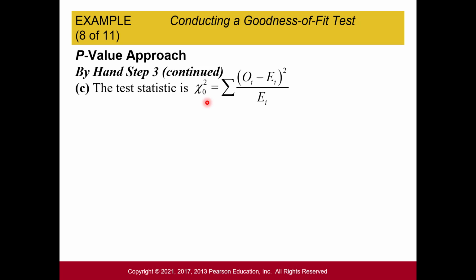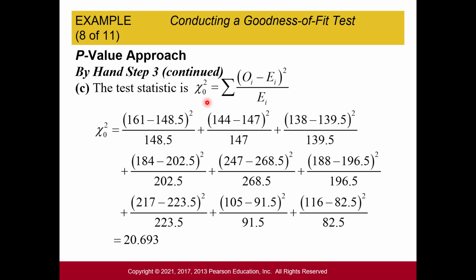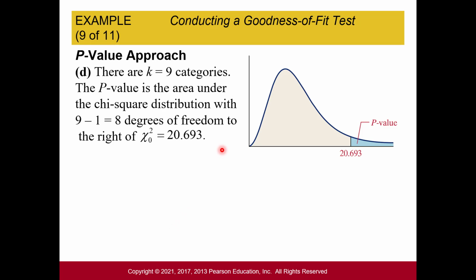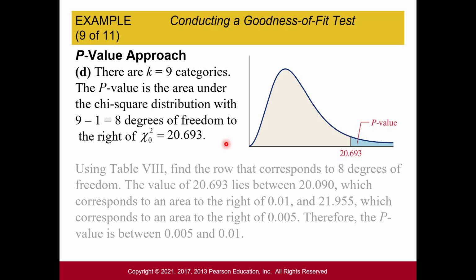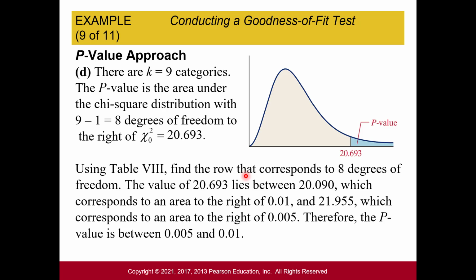Okay, so let's do this again, but using the p-value approach. Starting over at step 3, we compute our test statistic, chi-naught squared. We're still going to get the same number, 20.693. Now we're going to go to our distribution table and work with our chi-naught squared value of 20.693. What we'll find, and I'll take you back over to that table in just a minute, is that our value, 20.693, is between 20.090 and 21.955. The areas corresponding to those numbers are 0.01 and 0.005. And so we can conclude that our p-value is between 0.005 and 0.01.